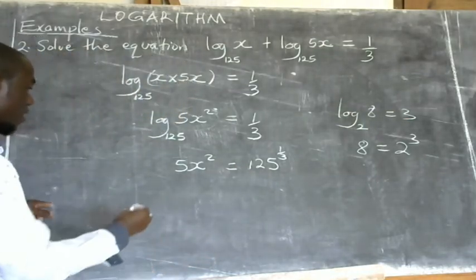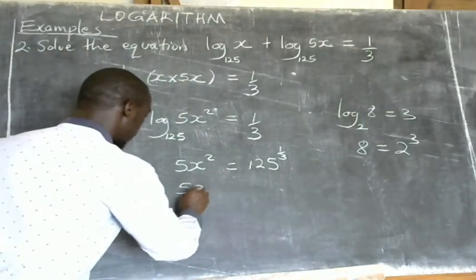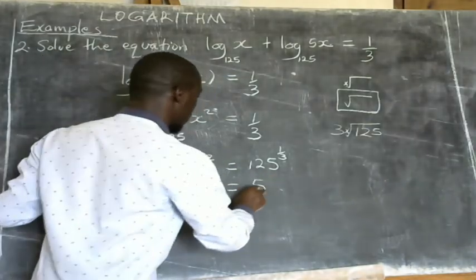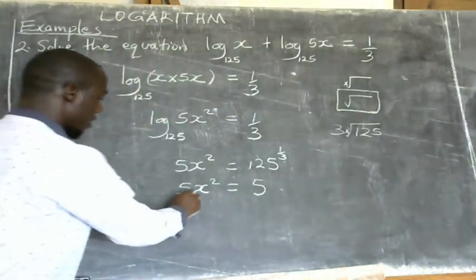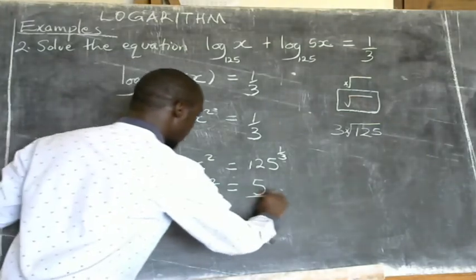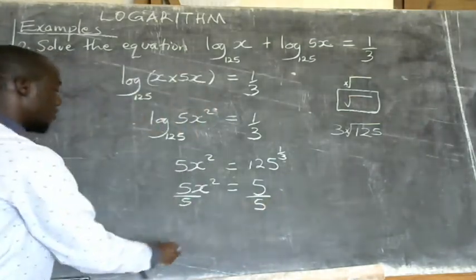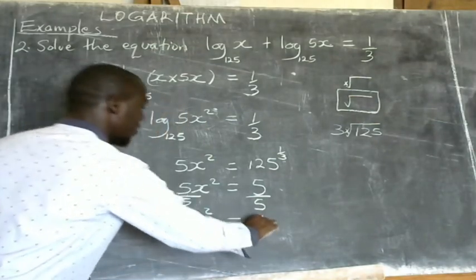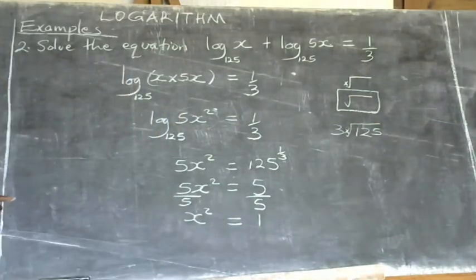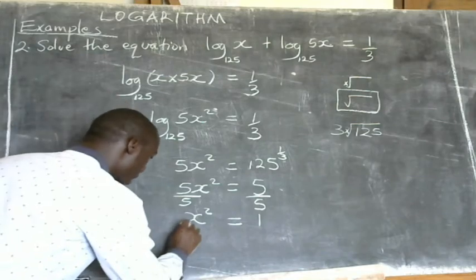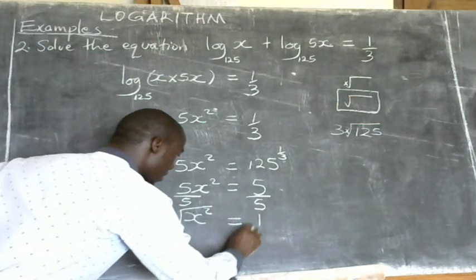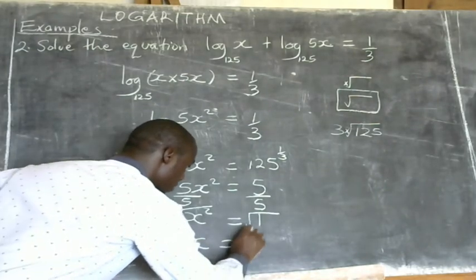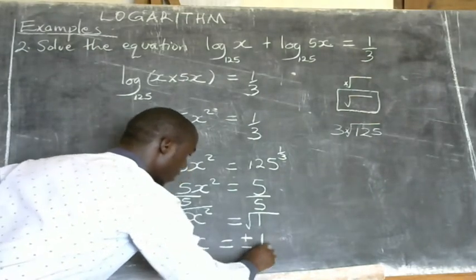So what is now the cube root of 125? When you place on your calc, the cube root, I have the cube root as 5. Then I divide both sides by 5 because my aim is to get the value of x. So x squared is equivalent to 1. Now, to get my value of x, I take the square root, both sides. So x becomes plus or minus 1.